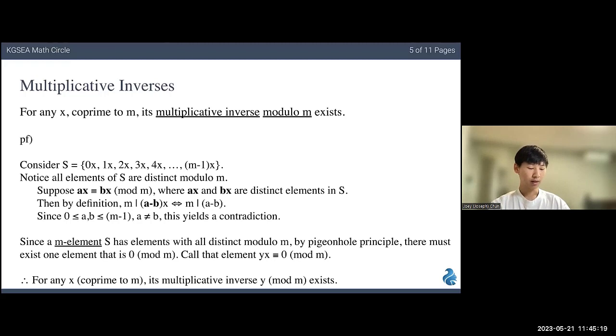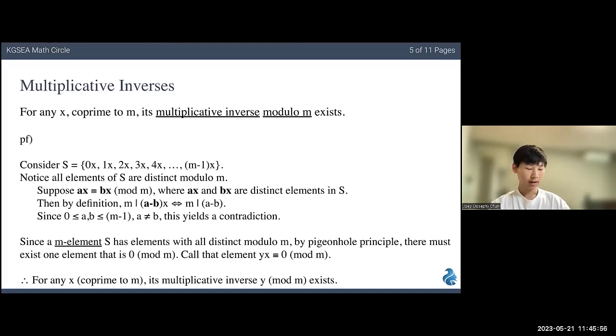So the really important part of this concept is this theorem. For any x coprime to m, its multiplicative inverse modulo m exists. So here's how the proof goes. Consider a set S where S equals 0x, 1x, 2x, 3x, and so on up to (m minus 1)x. Now, a special property of this set S is that all elements of it are distinct modulo m. Now, we can prove this point simply by contradiction.